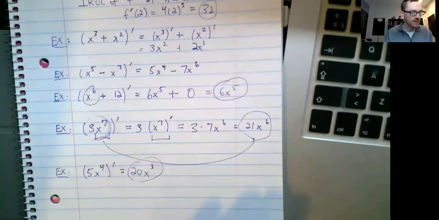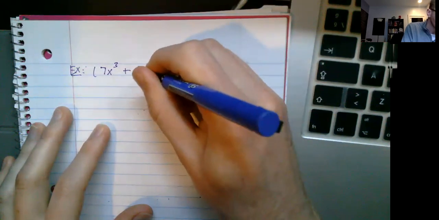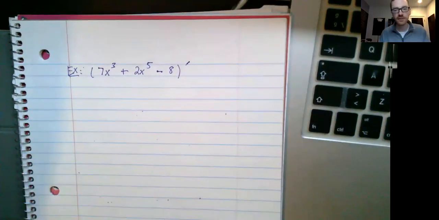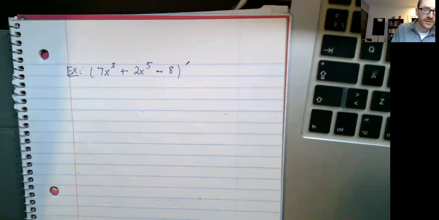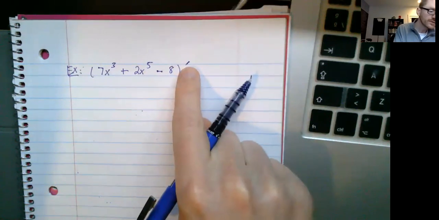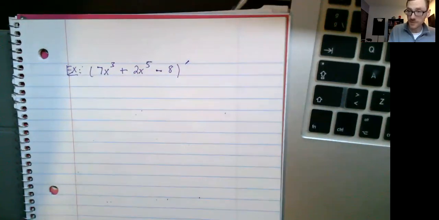So let's put it all together into a more complicated function and take the derivative. How about the derivative of the function 7x to the third plus 2x to the fifth minus 8? Okay, what's the derivative of that? Well, you just need to take the derivative of each term separately, right? The sum and difference rules say that the derivative distributes over plus and minus, so you just need to take the derivative of this and this and this separately.